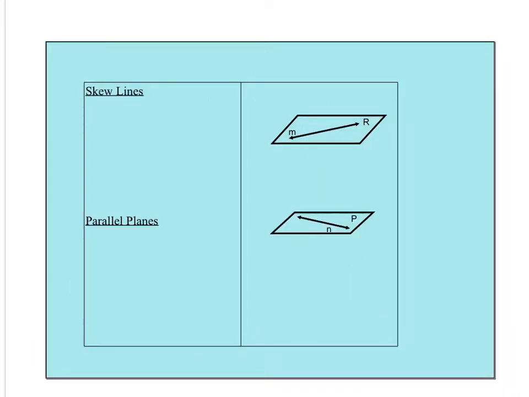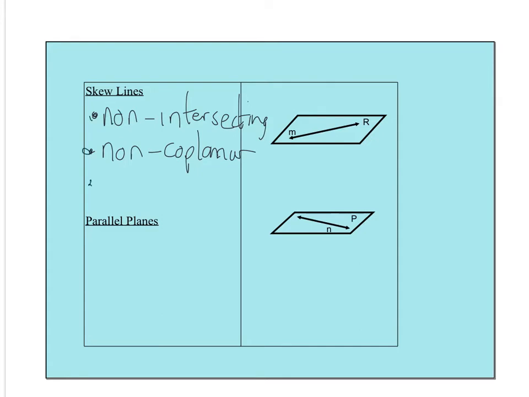So skew lines are a little bit different. The only reason we talk about skew lines right here is because, like parallel lines, they are non-intersecting. But that is the only thing that they have in common. For one, skew lines are often non-coplanar, and a lot of times they are not equidistant.